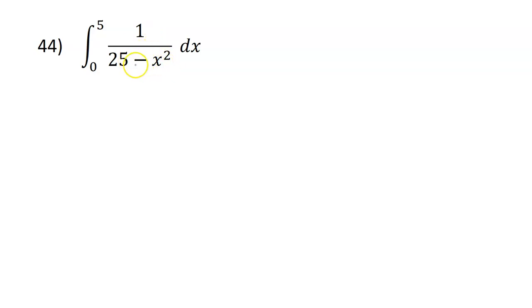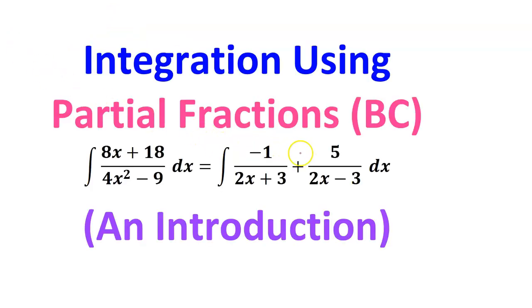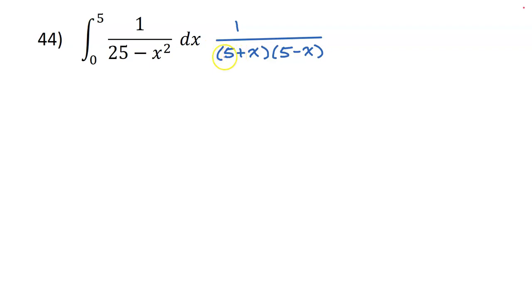U substitution will definitely not work, and if this were a plus, we could use arctangent, but since it's a minus, we can't do that either. We are going to need something called partial fraction decomposition. If you're not very familiar with that, you should definitely watch the introductory video first. Either click the link that appears in the upper right hand corner or find the link in the description, and then come back. The first step is to factor the denominator.